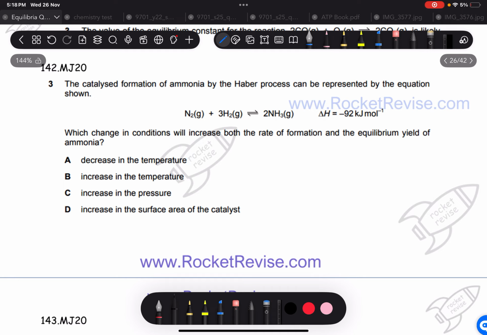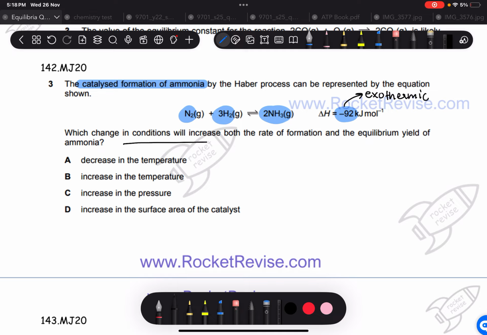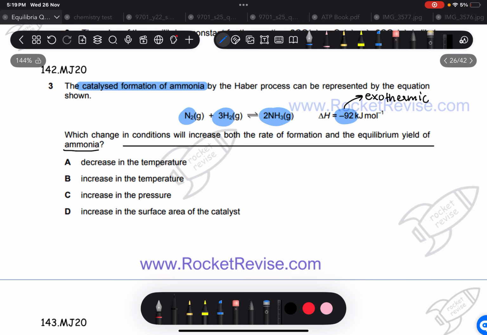Moving on to this question, which says that a catalyzed formation of ammonia, we are using a catalyst. Which catalyst do we use in the Haber process? Iron catalyst. The Haber process can be represented by the equation. You have nitrogen, you have 3 moles of hydrogen, you're forming ammonia, and it's releasing -92 kilojoules per mole, which tells us this is an exothermic reaction. Which change in conditions will increase both the rate of formation and the equilibrium yield of ammonia?